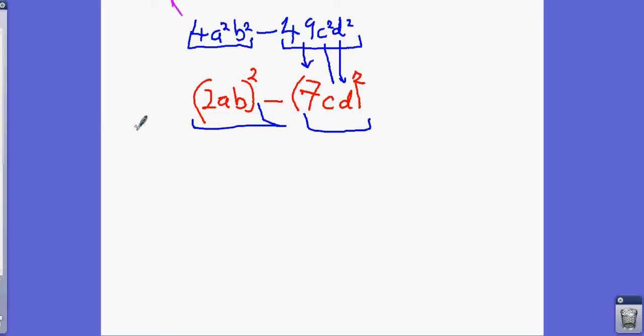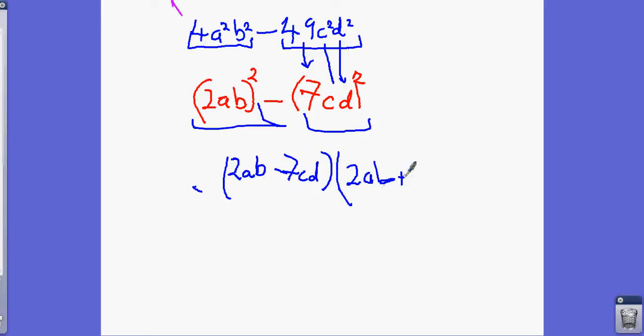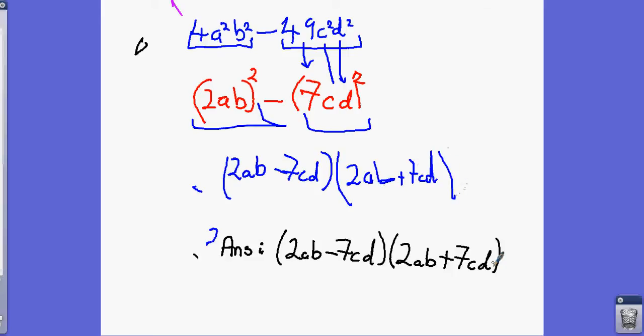So now what we have to do is we just apply the formula, and our formula is the first number, 2ab, take away the second number, 7cd, multiplied by the first number, 2ab, plus the second number, 7cd. So I've written that out there again, so that should be slightly clearer for you there. It's 2ab minus 7cd multiplied by 2ab plus 7cd.